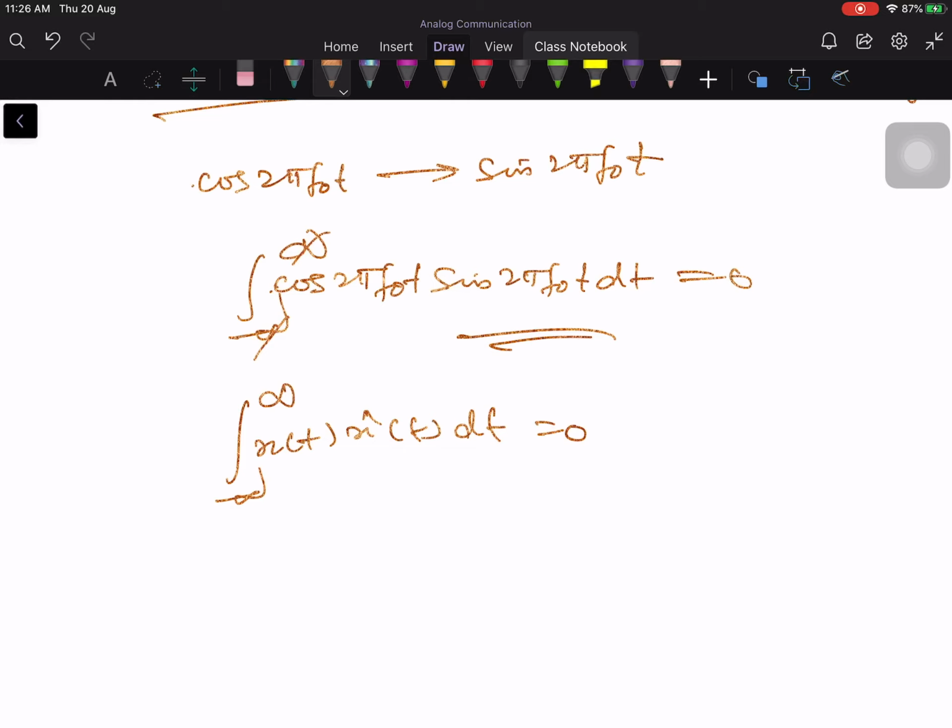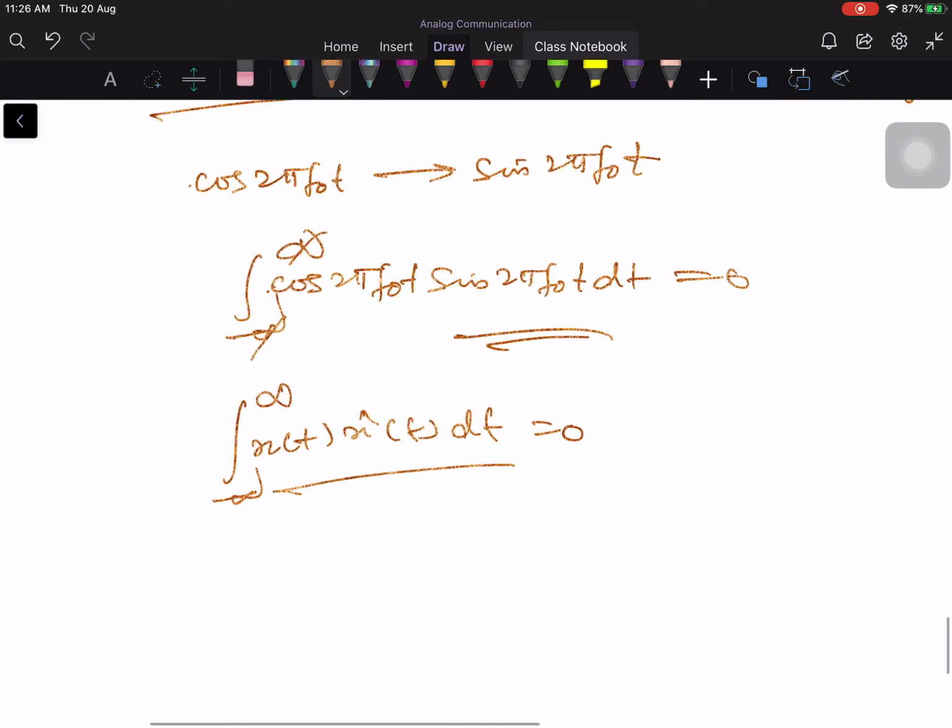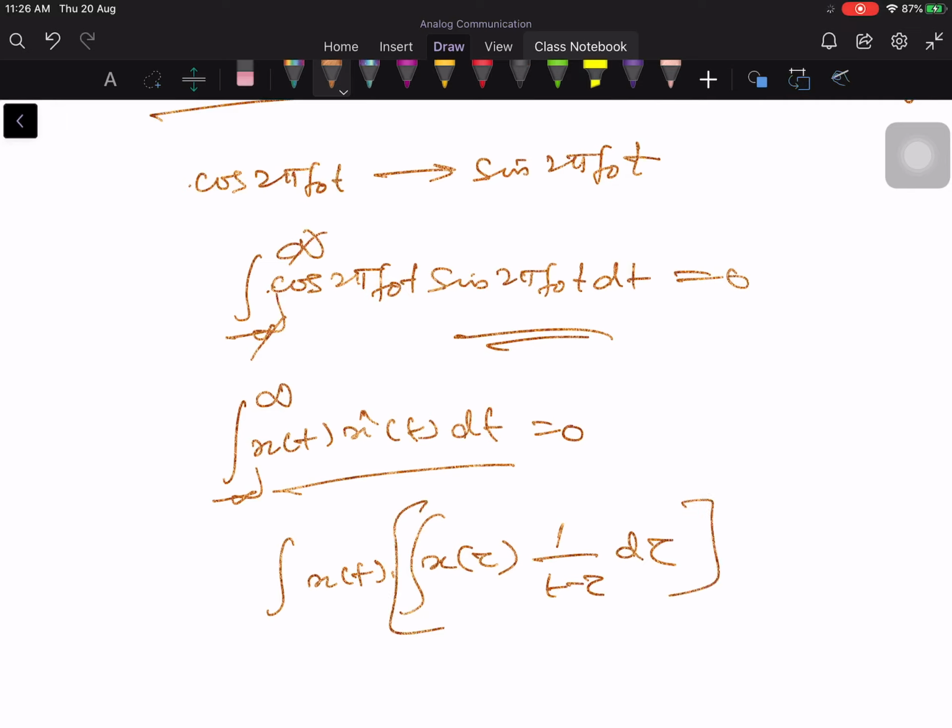Now how do you prove this? One way is to substitute for x hat of t in terms of the convolution integral and see what happens to this integral, like x of t and its convolution integral is like x of tau times 1 by pi (t minus tau) d tau, and then dt like this. Okay, using the time domain you can prove that.